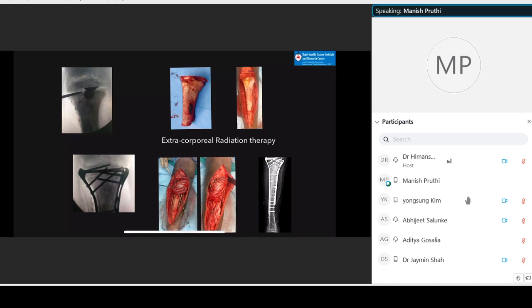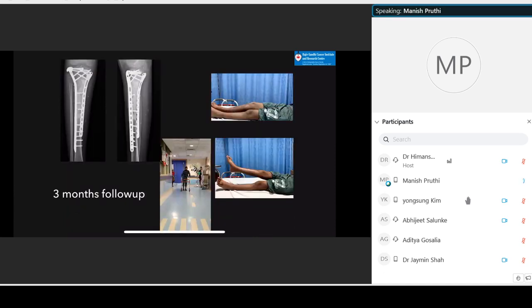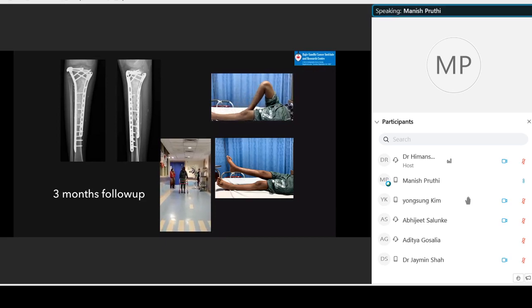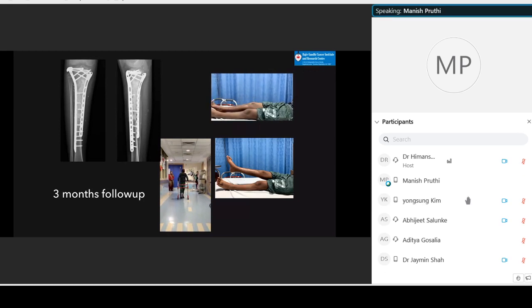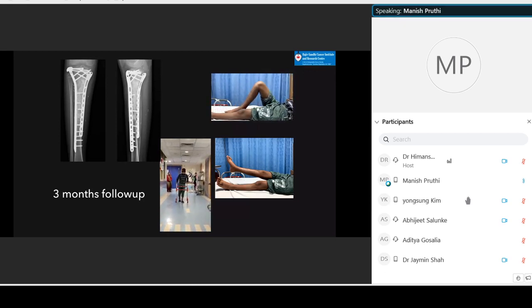So this was the final reconstruction x-rays in the AP view. And this is at 3 months follow-up. We can see that the child is having almost normal knee range of movements at 3 month follow-up. He is doing partial weight bearing and he can do an active SLR at 3 months without any lag. And these are the x-rays which show a good alignment in both the AP and the lateral view.